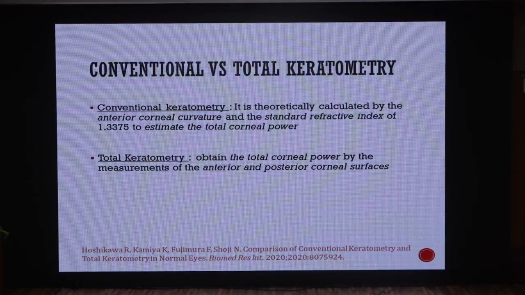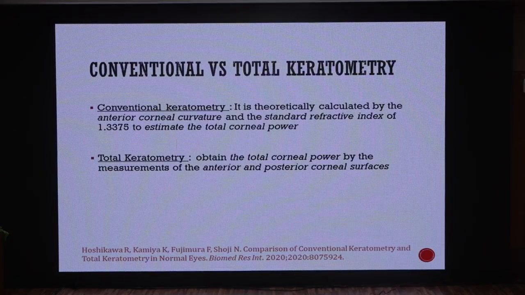The last slide, another term that you need to know, something known as conventional keratometry versus total keratometry. So conventional keratometry, in all the examples that I've shown you and all the keratometry that we do, we take into account only the anterior corneal surface, okay? But we know that posterior corneal surface also has some power to it, right? So that is not taken care of in most of the standard keratometry that we do.